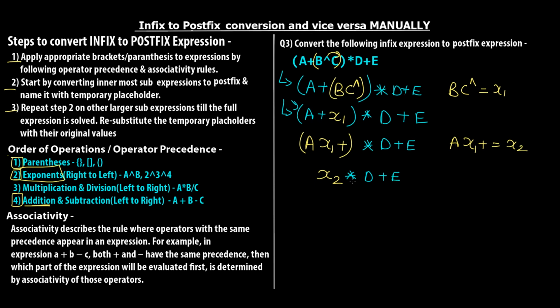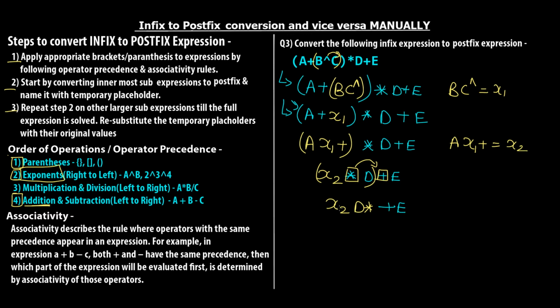Now obviously in this expression, we have two operators now. Star operator, that is multiplication, and plus. So obviously x2 star d happens first. So when we convert it to postfix, I'll directly write over here. We will get x2d star, and then we have plus e as it is. So that I'll write in blue.